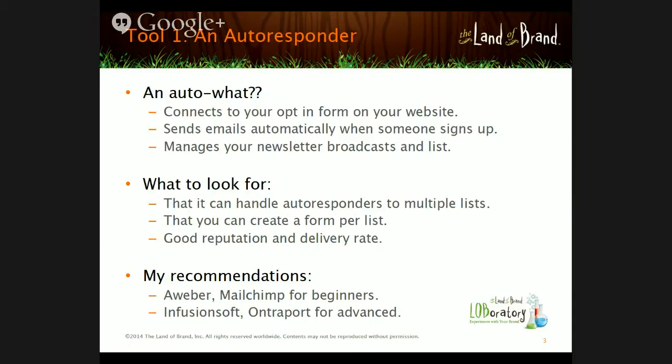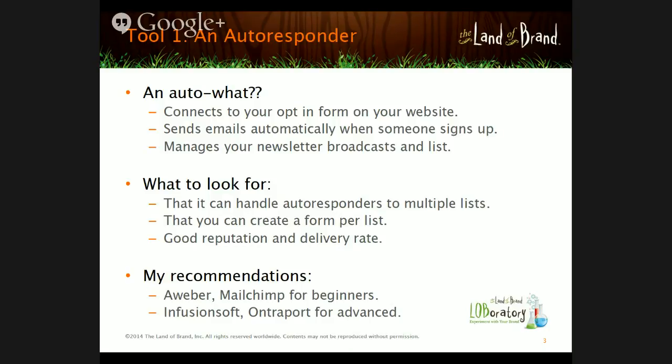And that opt-in box connects to an autoresponder. And technically, an autoresponder is just emails that go out automatically when someone signs up to receive those emails. So when you put your name and email address in, what happens is that gets sent to the autoresponder. They get added to a list, whichever list that form is connected to, and then they automatically get a follow-up email delivering the freebie and any other follow-up emails you've set to go out at different intervals.